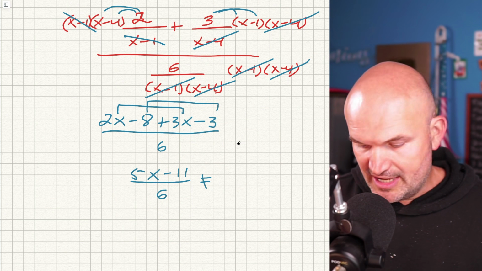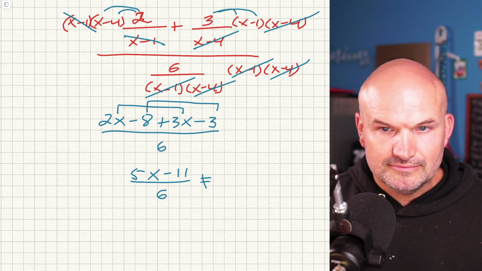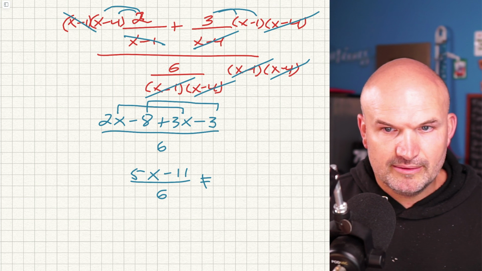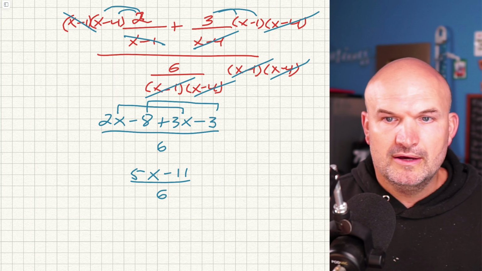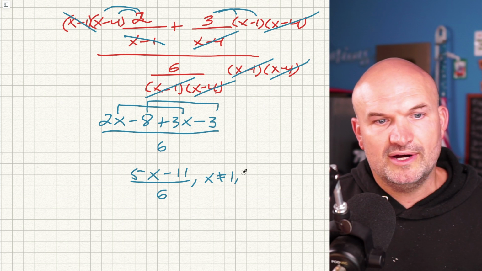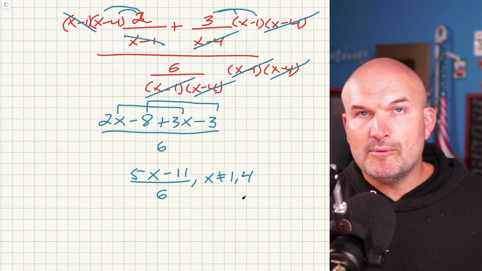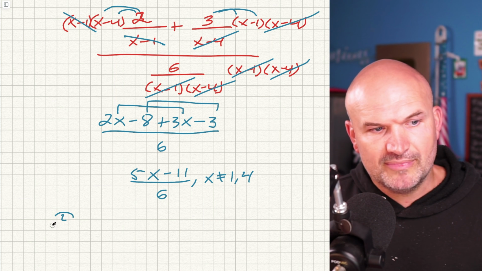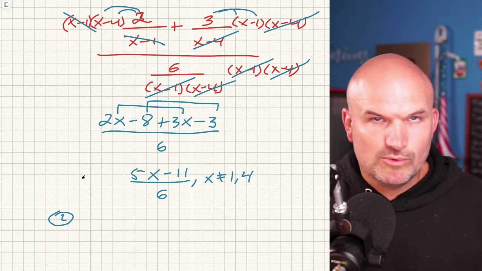So what I'll do is say, oops, why did I write it like that? Let me actually erase that. And I'll write this as x cannot equal a positive 1 and a positive 4. Those are what we call our excluded values. Okay, so simplistic one, very common.